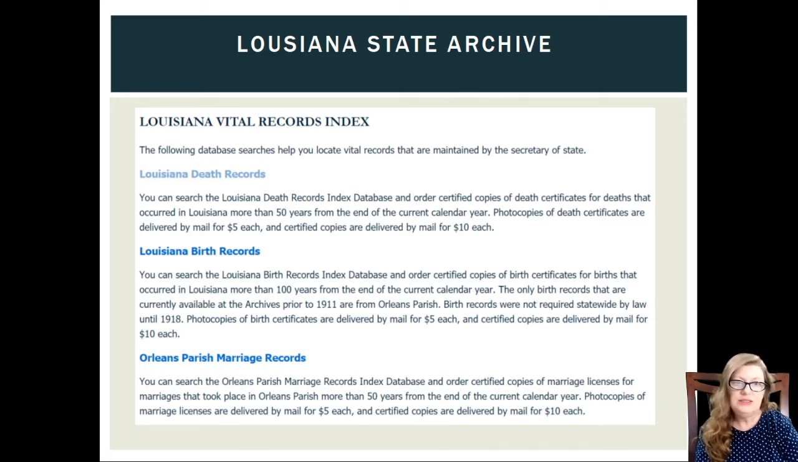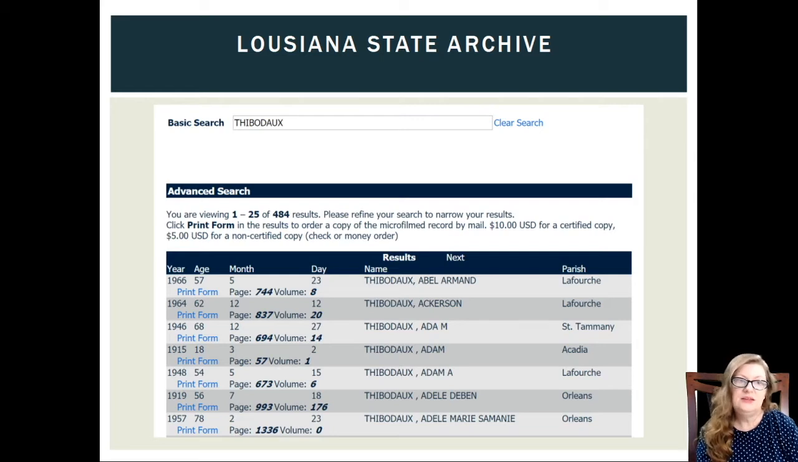So let's take a look at how this index is organized from the state. So I typed in Thibodaux, and they gave me all the results. They said what parish the person died in, the year they died, and how old they were. So it's a basic, simple index. And then they give me a link that I can click on and send in my $5 to get that non-certified copy of that death certificate.